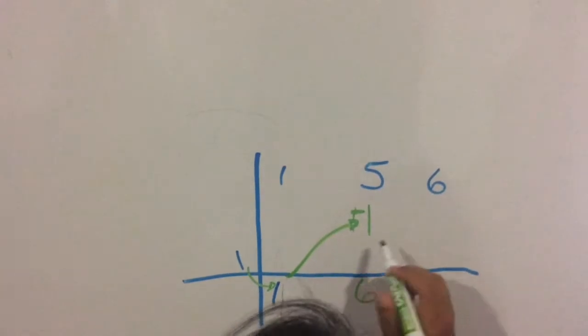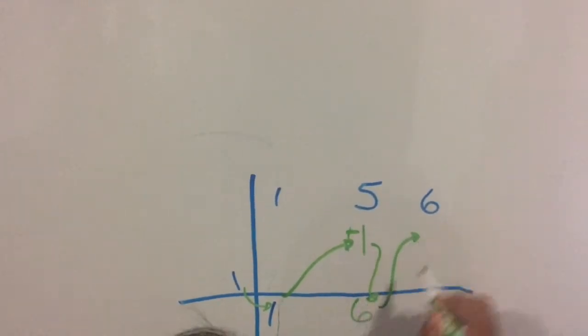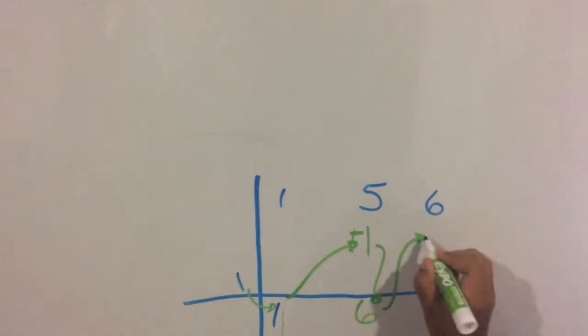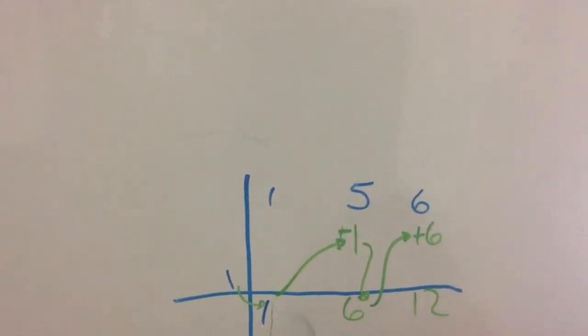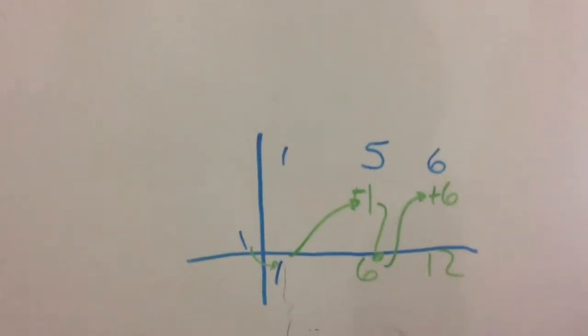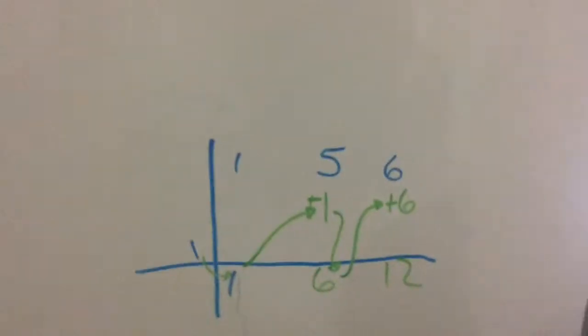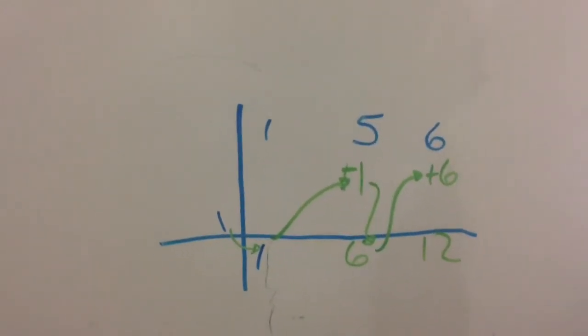So this would be, and then we go here, 1 times 6 plus 6. So 6 plus 6 is 12. And when you compare, you can see that we have the same result from the synthetic division.